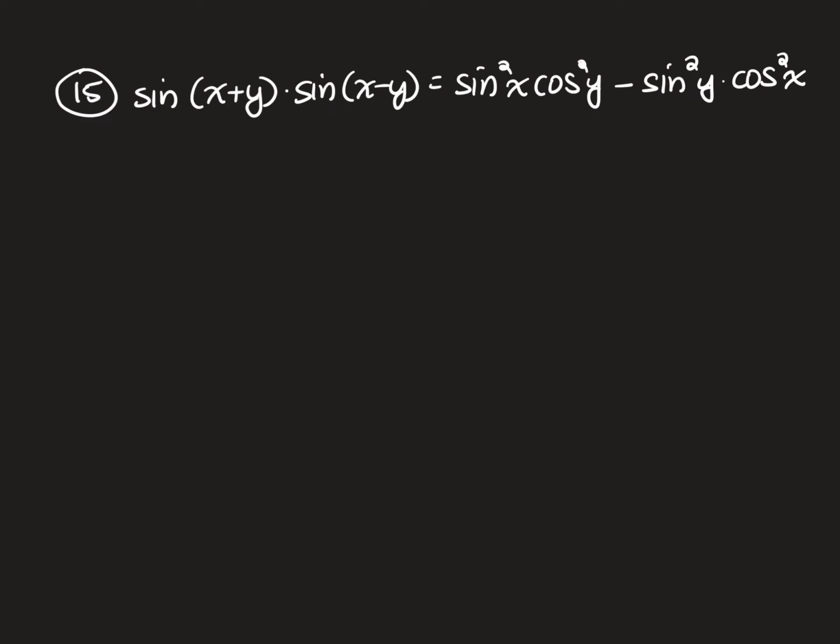All right, last but not least. This one you had to use your sum and difference formulas. I'm not going to write them on here because you have them on your formula sheet, but you're going to use the sum and difference formula for sine of x plus y. So that's going to be this guy here, sine of x cosine of y plus cosine of x sine of y. And then we're going to multiply that by sine of x minus y. So that's sine of x cosine of y minus cosine of x sine of y.